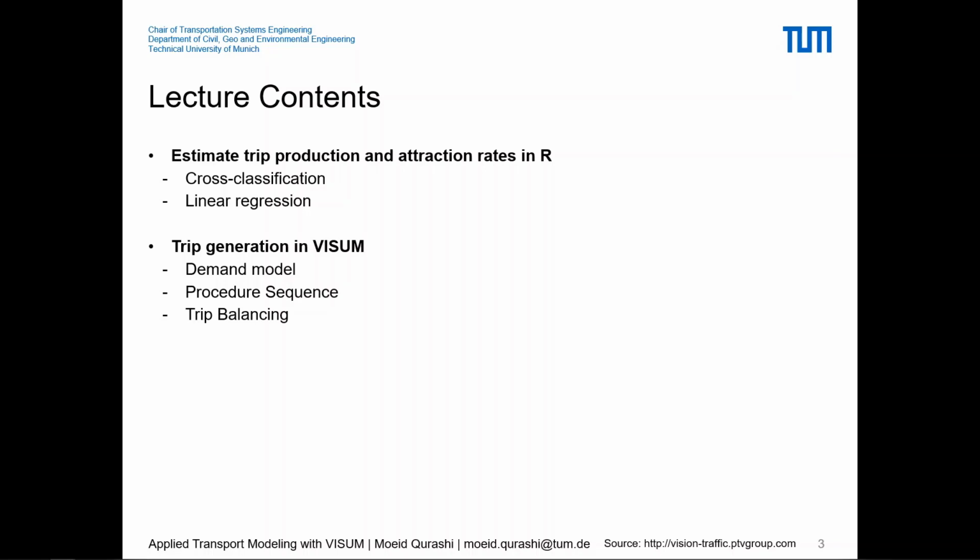One is to estimate the trip production and attraction rates. We will use R to process our household travel survey and extract the trip production and attraction rates. Later on, these rates will be used in Visum to perform the trip generation step, creating a demand model, then creating a procedure sequence that will do the trip generation, and eventually we'll also talk about how we can do trip balancing.